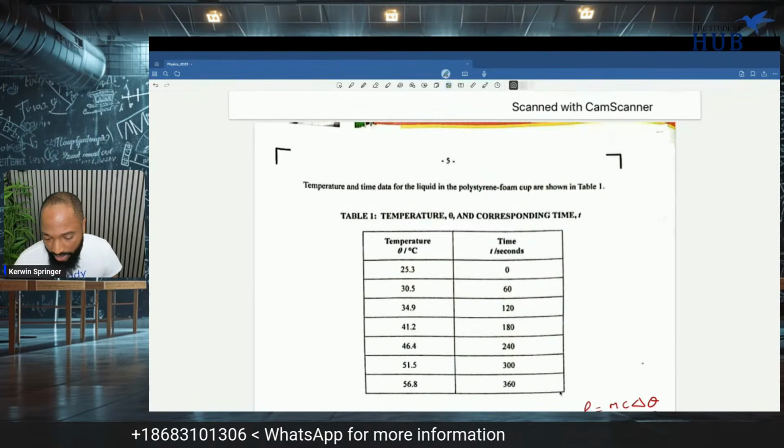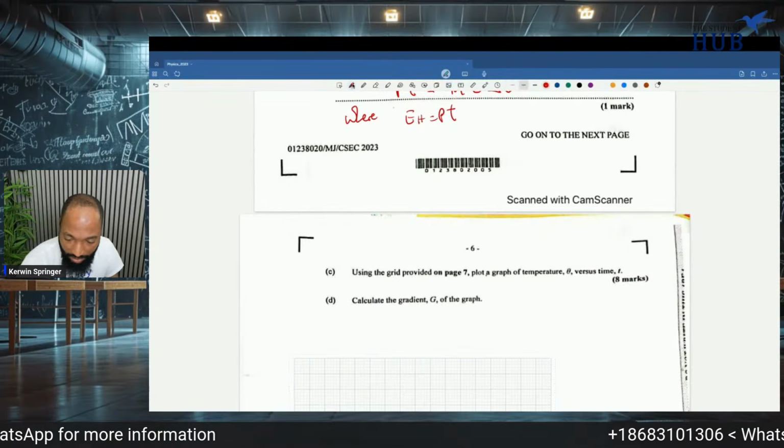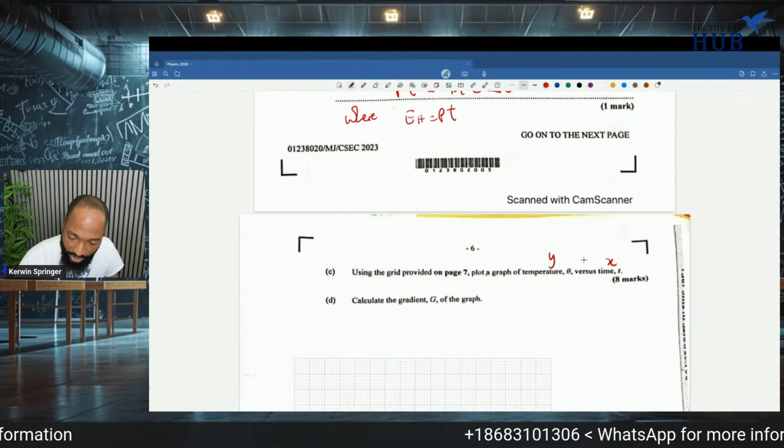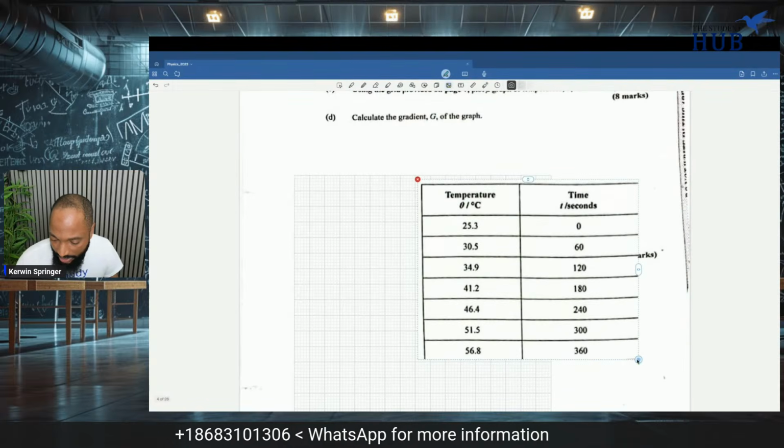And they wanted us to plot a graph of what against what. You always want to see what against what. Temperature versus time. So time is on the x, temperature is on the y, right? I'll put my values here for ease of reading.